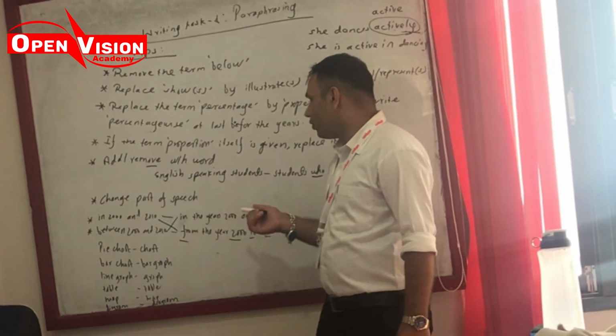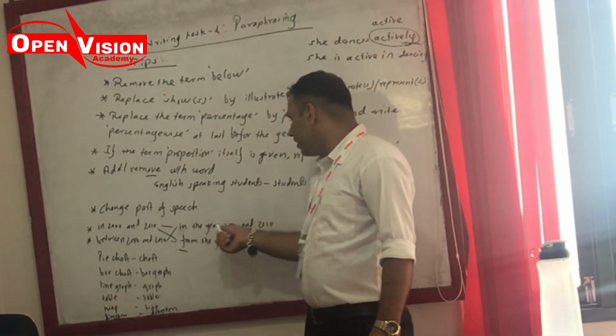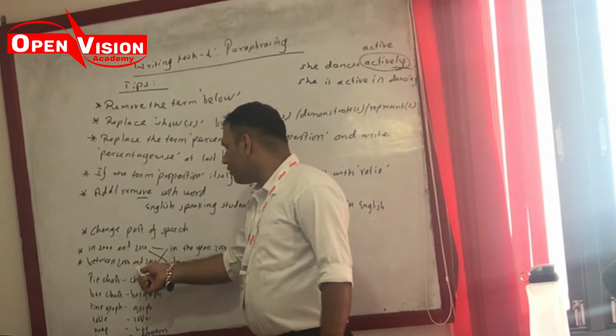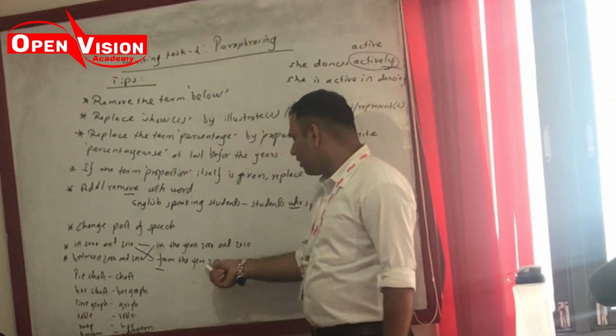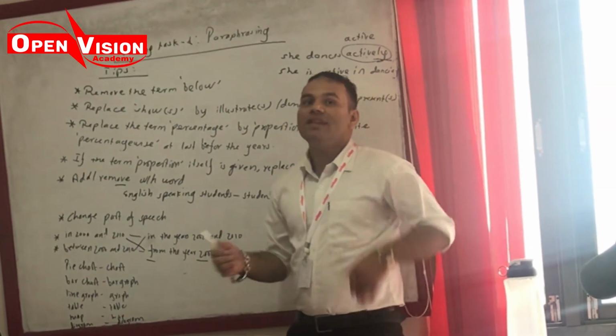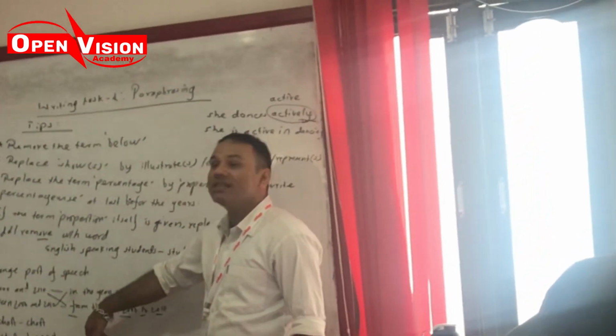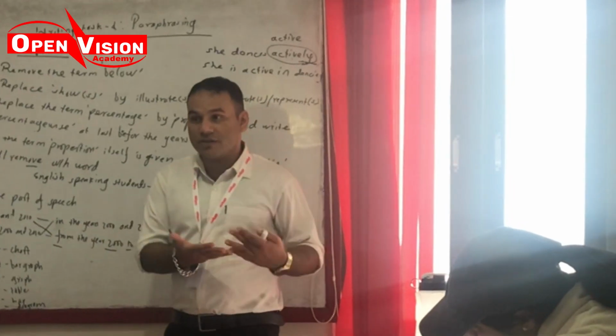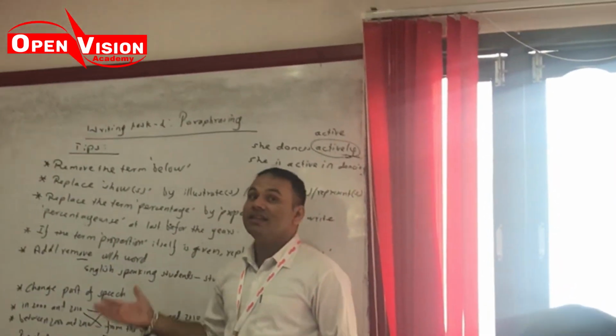Here, what you have to do is write the years 2000 and 2010. Between 2000 and 2010, or from the year 2000 to 2010. If "from 2000 to 2010" is given in the question, you can write "between the years 2000 and 2010." In this way you can write.